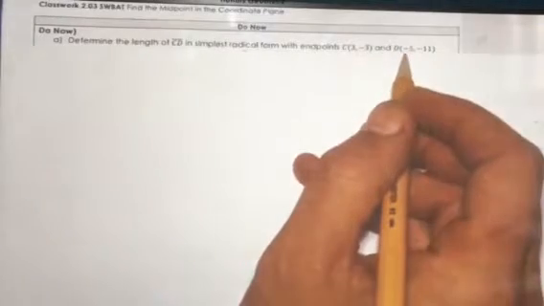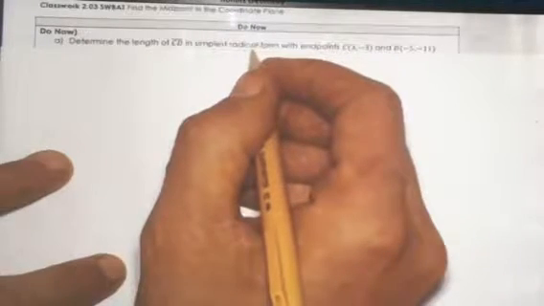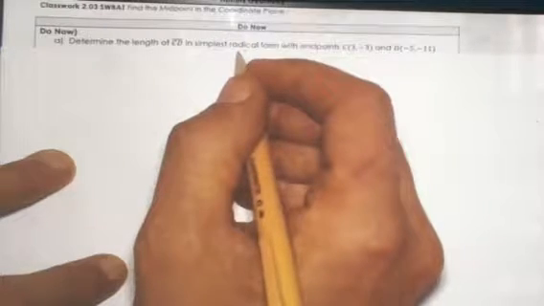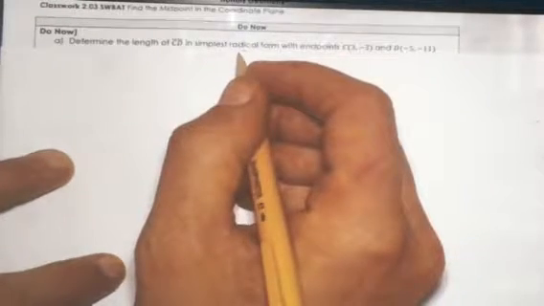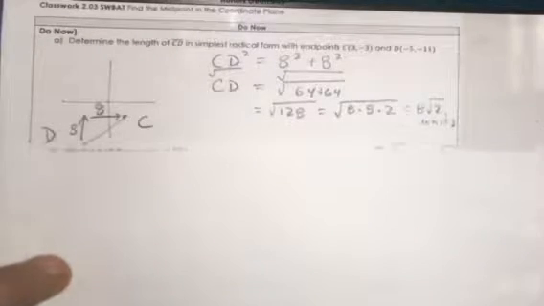and D (-5, -11). When we say simplest radical form, we mean don't turn the square root into a decimal. Leave it as the most simple square root you can. And remember that this line above CD with no arrows means line segment, meaning it has a beginning point and an ending point. Okay, so you're going to see that I did draw a sketch of this, so that's here.